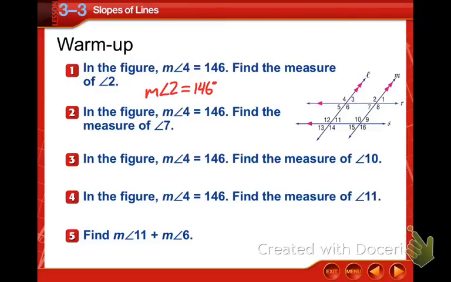Number 2 asks us for angle 7, and angle 7 is inside, and it is corresponding to angle 5. Angle 5 is a supplementary, a linear pair to angle 4. So that means we need to subtract 180 minus 146, and that'll give us the measure of angle 7. And it's 34.